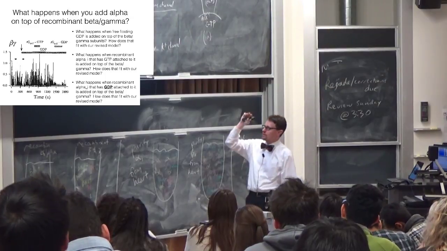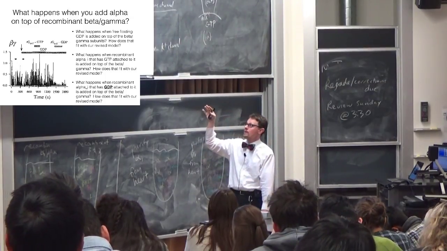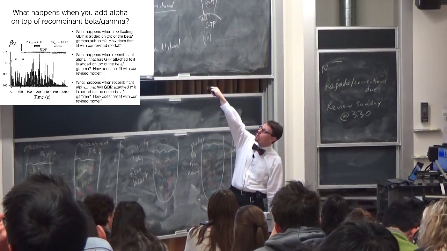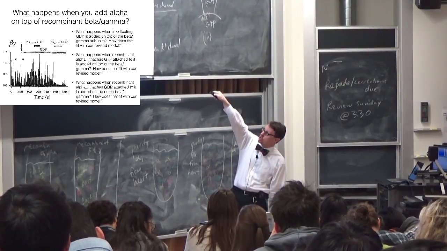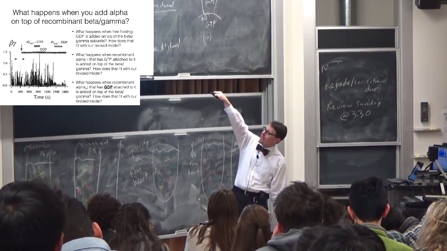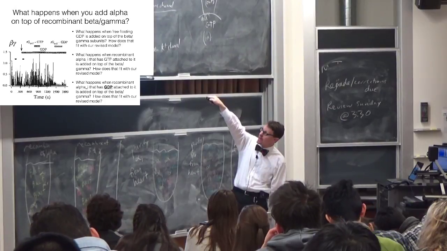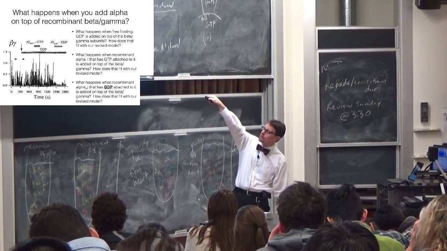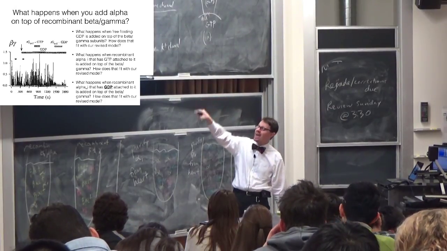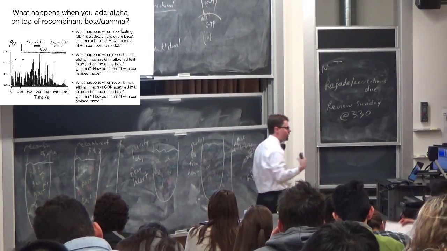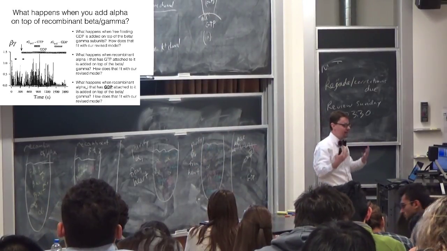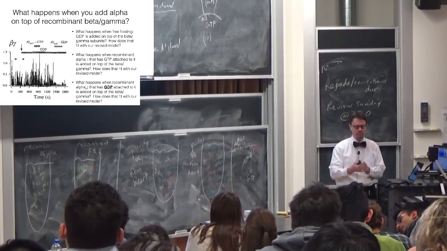And so the questions for you to discuss for the next 3 or 4 minutes are, first of all, what happens when we add the GDP? Then what happens when we add alpha that has GTP attached? And then finally, what happens when we add recombinant alpha with GDP? And how does all of this fit together with our final idea that the beta and gamma subunits are doing the work of opening the channel?